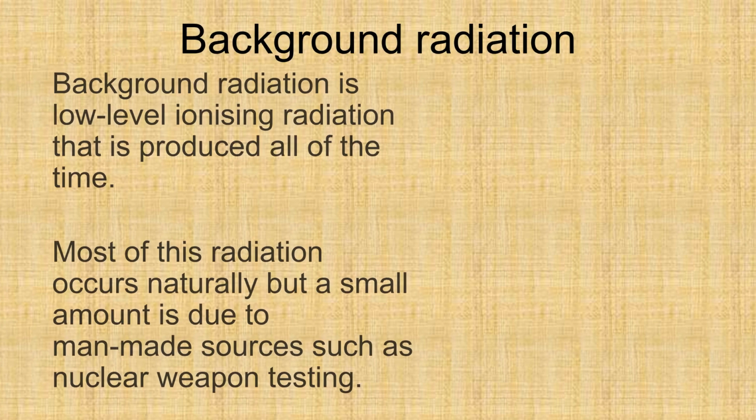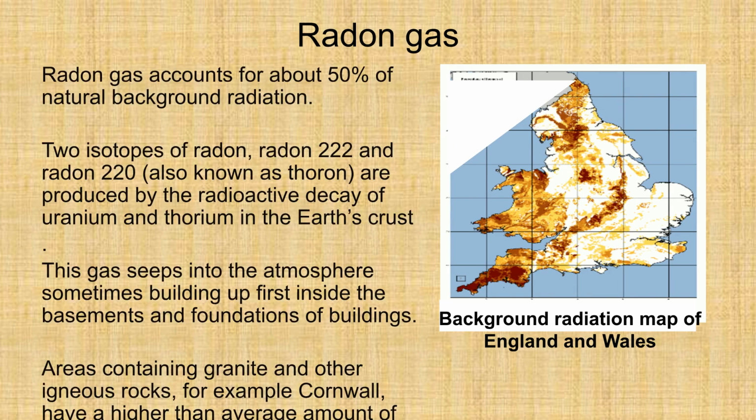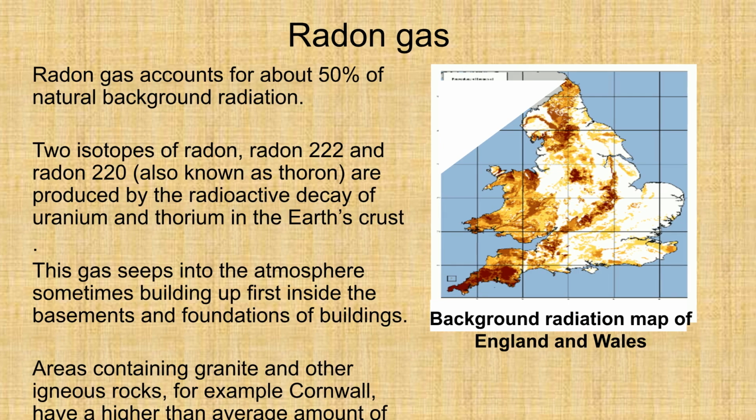Background radiation is low-level ionizing radiation produced all the time. Most of it occurs naturally, but a small amount comes from man-made sources, such as nuclear weapon testing. Radon gas, accounting for 50% of natural background radiation, seeps into buildings from the Earth's crust. Areas with granite rocks, like Cornwall, have higher levels of radon gas.